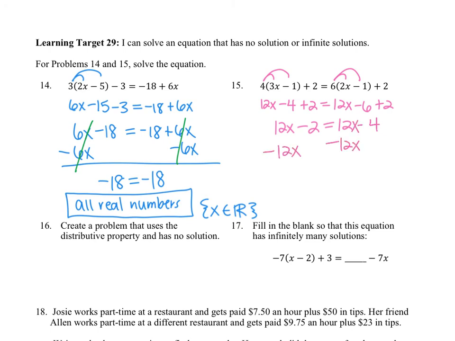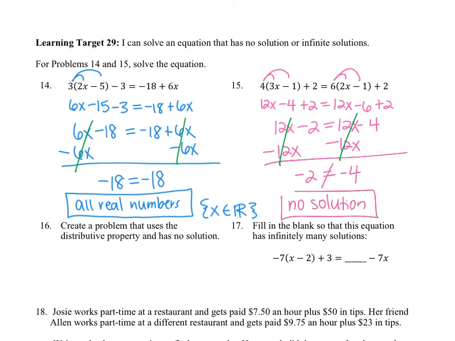Try to get the variables together. Subtract 12x from both sides. And it zeroes out on both sides. And so on the left side we get a negative 2. And on the right side we're left with just a negative 4 because the variables canceled out on both sides. So since that is not a true statement, negative 2 does not equal negative 4, our answer is that there is none, so it's no solution.